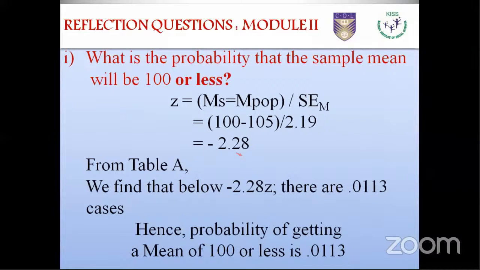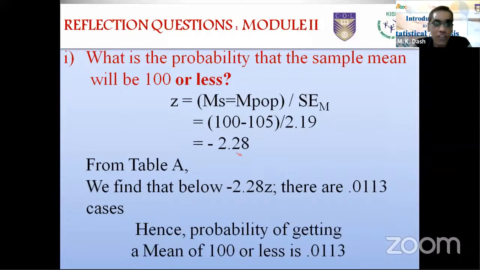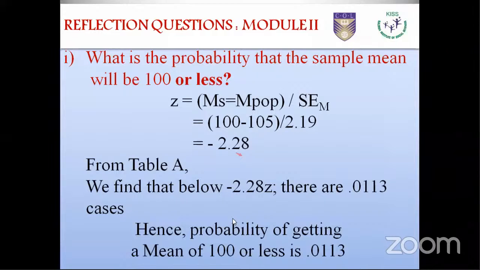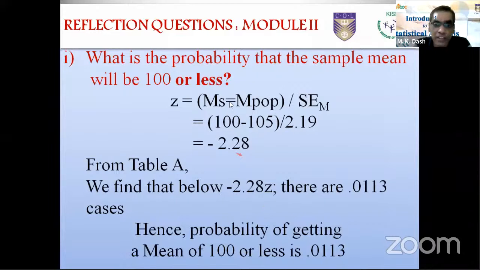Consider the first bit. What is the probability that the sample mean will be 100 or less? Let us first find out the Z value. Sorry, this is a minus sign. Z is equal to sample mean minus population mean by the standard error of mean. It is not equal, it is minus. Please read it as minus. So 100 minus 105 by 2.19. Our Z value is coming minus 2.28.